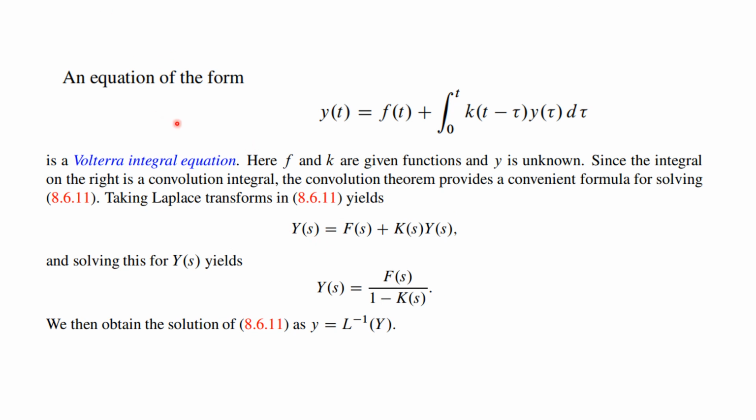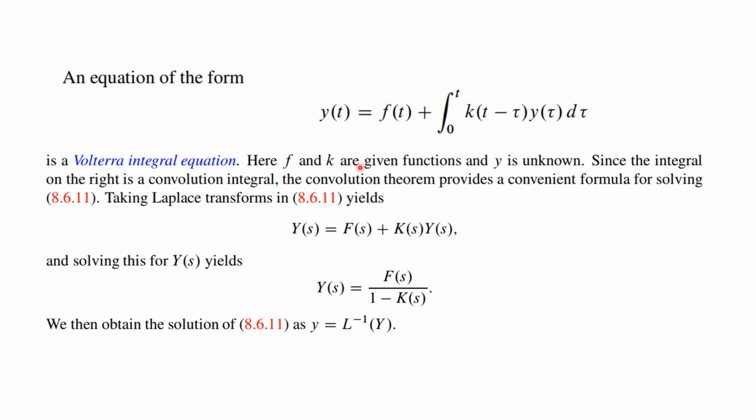Last example we'll talk about here is an equation of this form. y of t is equal to f of t plus the integral from 0 to t of k of t minus tau, y of tau d tau, is called a Volterra integral equation named after Vito Volterra. Now here f and k are given functions and y is unknown.